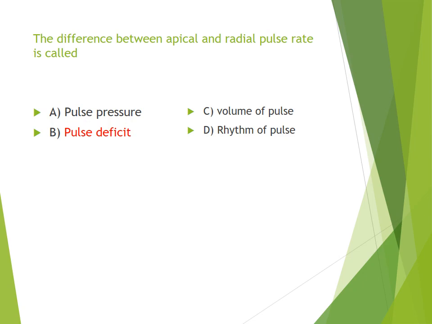Next question. The difference between apical and radial pulse rate is called options A. Pulse pressure, B. Pulse deficit, C. Volume of pulse and D. Rhythm of pulse. Correct answer is pulse deficit. The difference between apical and radial pulse is called pulse deficit.